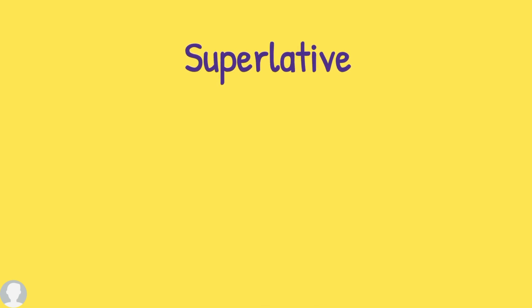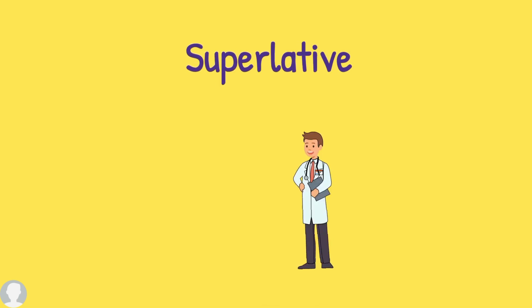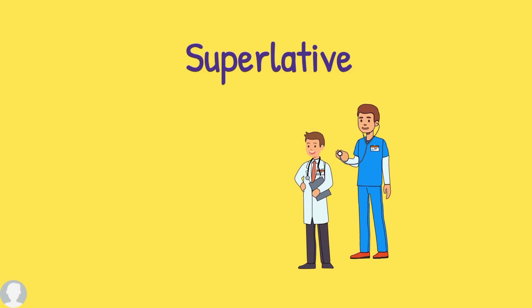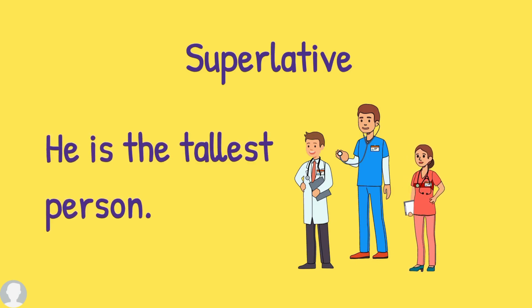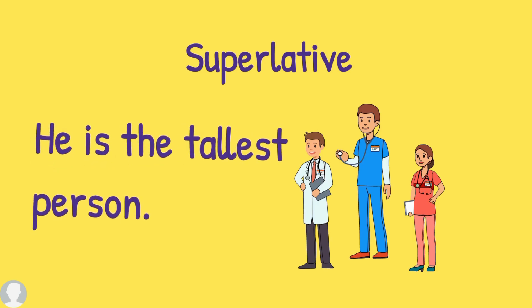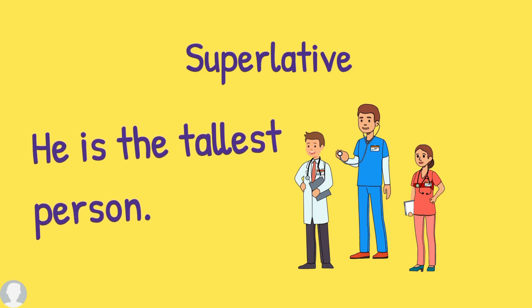Superlative adjectives. We use superlative adjectives to compare three or more people, places, or things. Superlative adjectives tell us how one noun is different from the rest. For example, he is the tallest person.